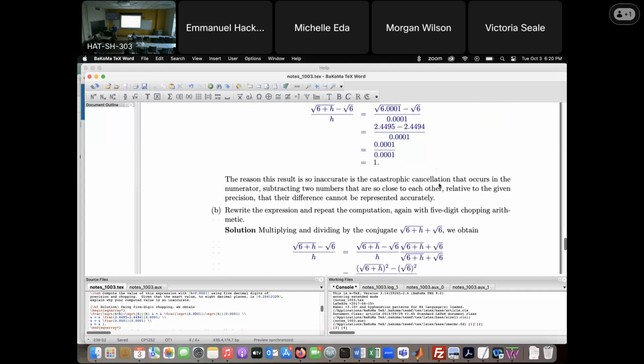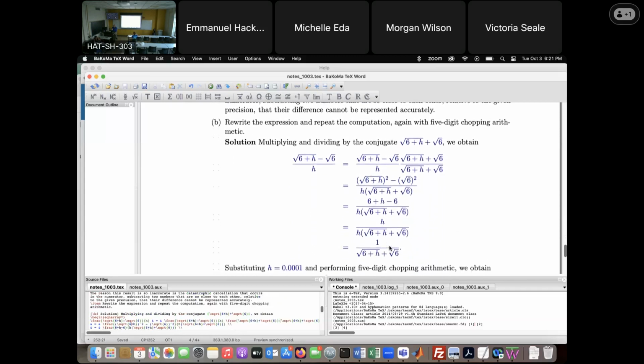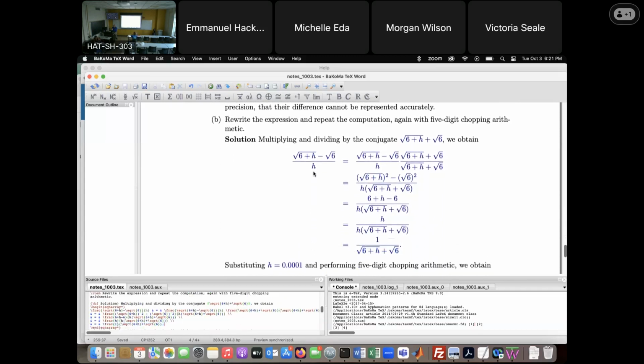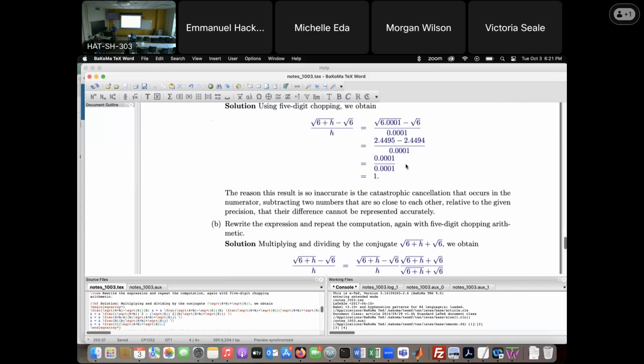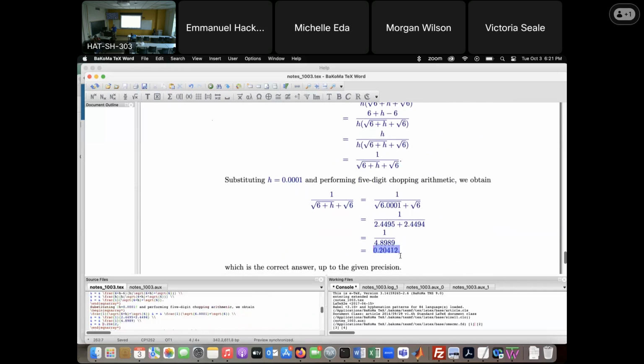And then in the next part, you use whatever algebraic trick, in this case multiplying and dividing by their conjugate, like what happened in the exploration involving the modified quadratic formula. Simplify as much as you can, and you end up with this expression, where instead of subtracting square root of 6 plus h and square root of 6, you're adding them, which is perfectly fine. Then you carry out similar arithmetic as in the previous part, but with a modified expression. Plug in h equals 0.001, still use 5-digit chopping arithmetic, and you get something that is much more accurate. So that's how that one plays out.